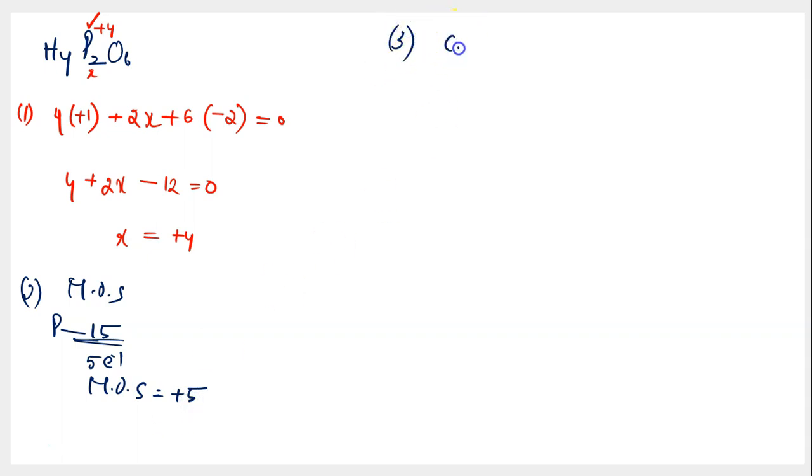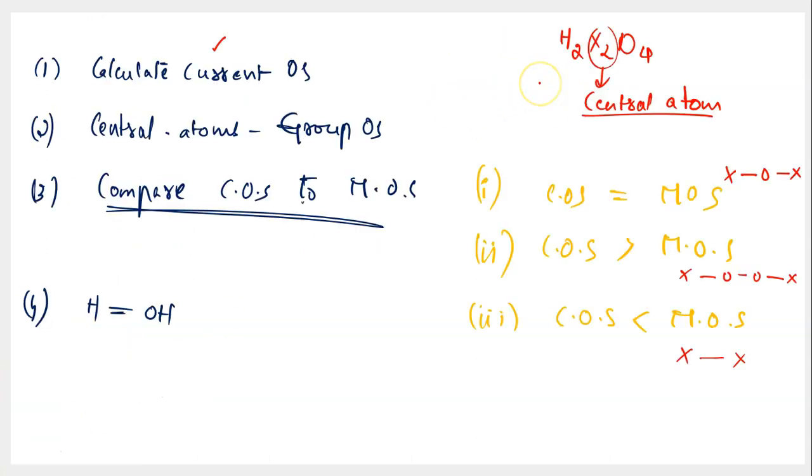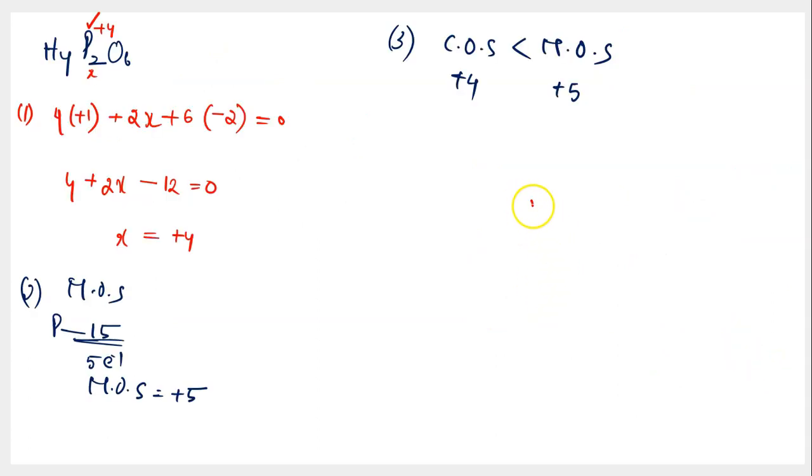We have to compare the current oxidation state and maximum oxidation state. Current oxidation state is plus 4 from step 1. Maximum oxidation state is plus 5 from step 2. And when I look at the relation between both of them, the current oxidation state is lower than that of maximum oxidation state. And when you have this kind of thing, what kind of bond do you get to see? The current oxidation state being lower than maximum oxidation state, there is a direct bond between both the central atoms. So we get to know that there is a direct bond between both the phosphorus atoms over here. Done. And now let's go to step 4.